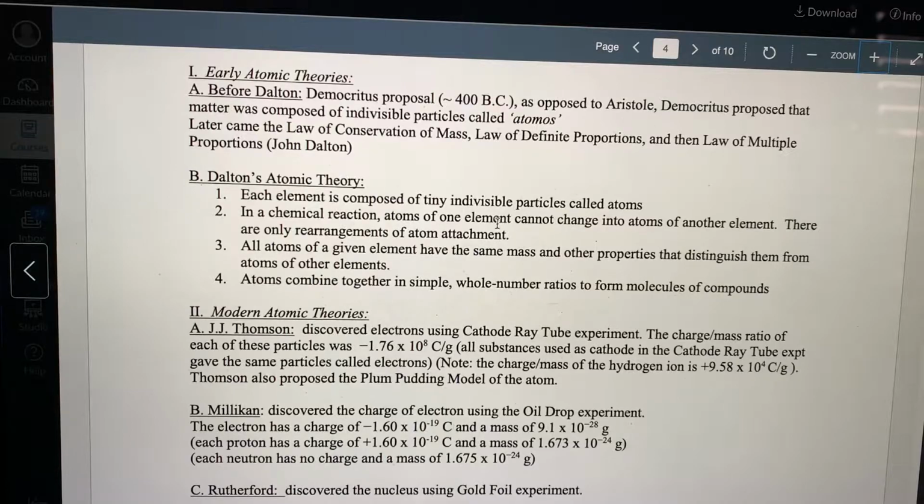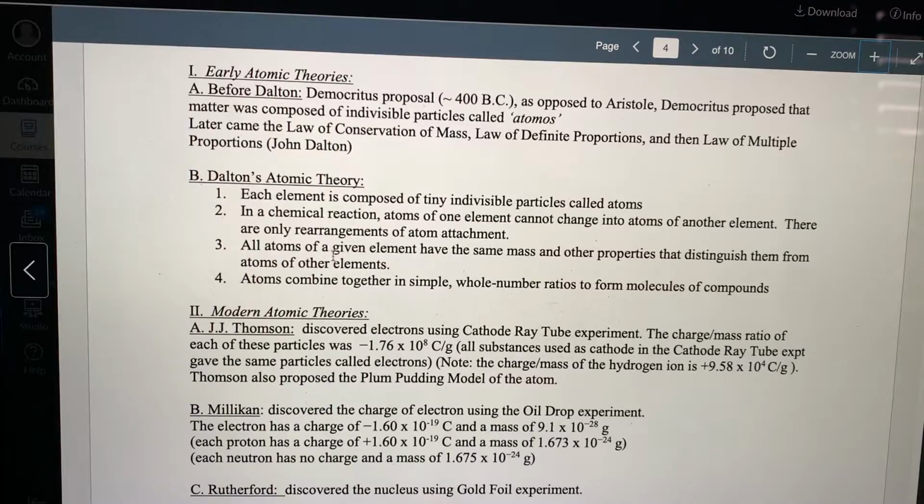First, each element is composed of tiny, indivisible particles called atoms. Second, in chemical reactions, atoms of one element cannot change into atoms of another element. They're only a rearrangement of atom attachments. So when you do a chemical reaction, basically you rearrange the way atoms are bonded. For example, atom A is bonded to atom B, and then reacts with CD, and then you can rearrange to A bonded to C, and so on and so forth.